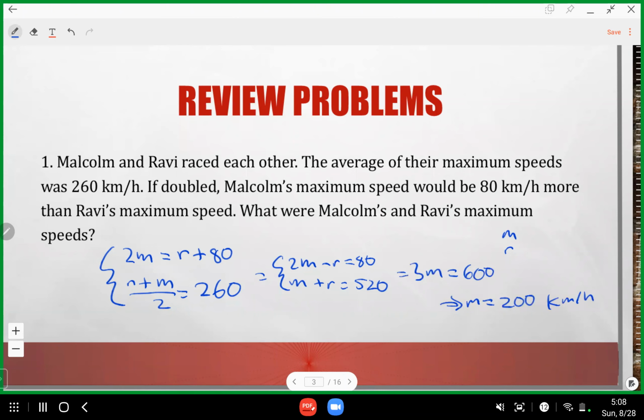And we also know that 200 plus something over 2 is going to be 260, right? And they also add up to 520. And therefore, R is going to be equal to 320 kilometers per hour, right? So there we have it. Malcolm is 200 and Ravi is 320. Their maximum speeds, and we can probably infer that they're racing. They're doing something related to race cars. You know, can't possibly run that fast.